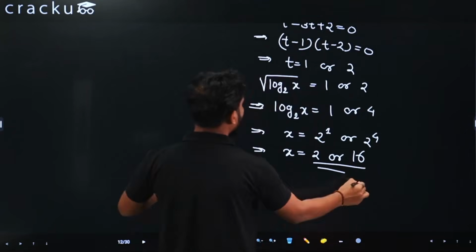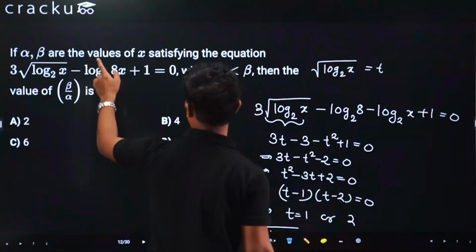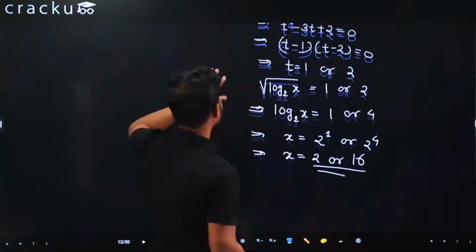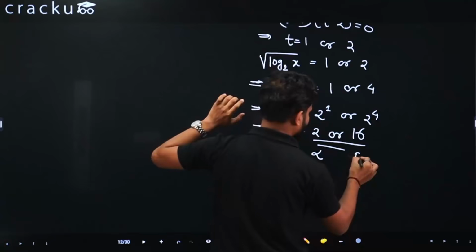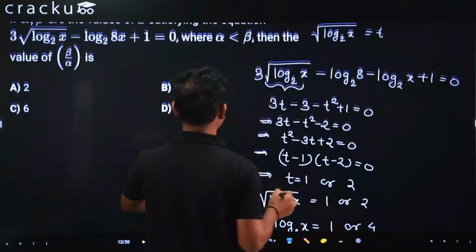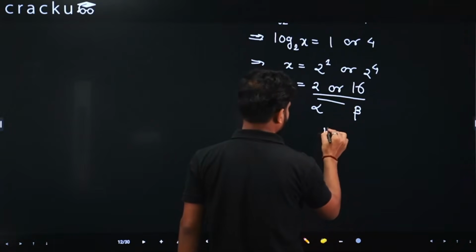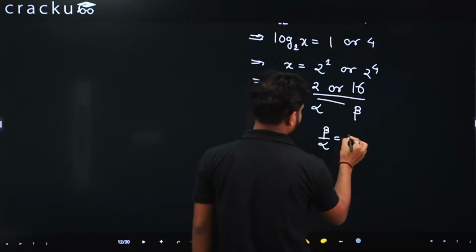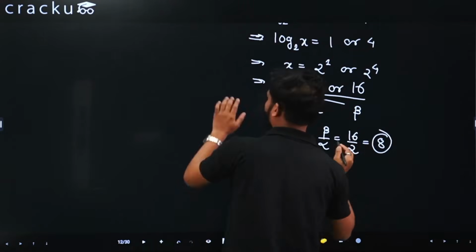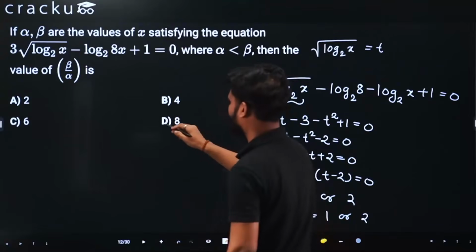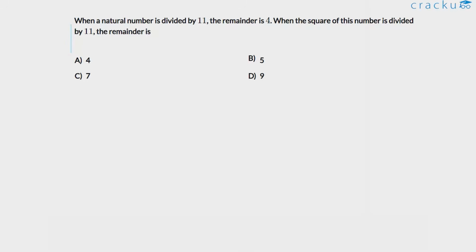So there are two values of x which satisfy, and it is given alpha and beta are these two values, whereas alpha is less than beta. So 2 is alpha, this is beta. What we need to find? We need to find beta by alpha. So beta by alpha will be 16 by 2, which is 8. So the answer to this question will be 8. This is given in option D.